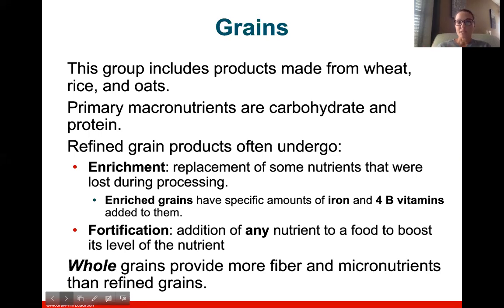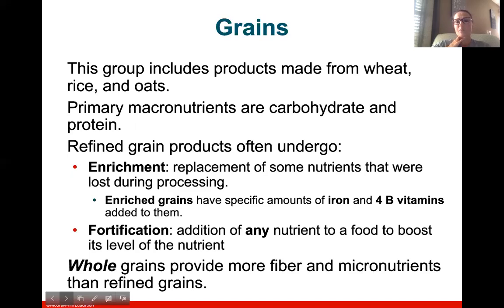Ideally, with grains, we want to be eating whole grains because they have more fiber and more nutrients than the refined grains. We'll talk a little bit about portion sizes, but just in general. So for your grains, and a lot of people think grains are bad for you, and they're really not. They have lots of essential nutrients in them. But a serving size is 1 slice of bread. A half a cup of cooked oatmeal is considered a serving. 3/4 of a cup of dry cereal is a serving.